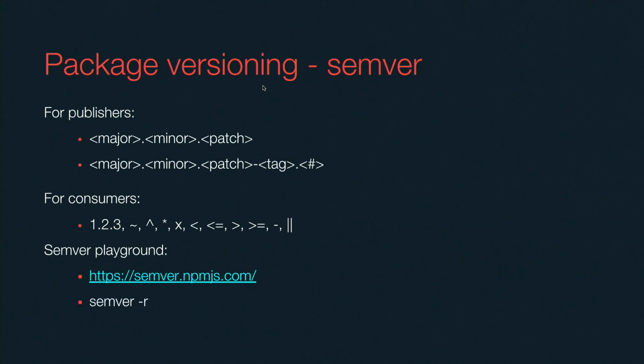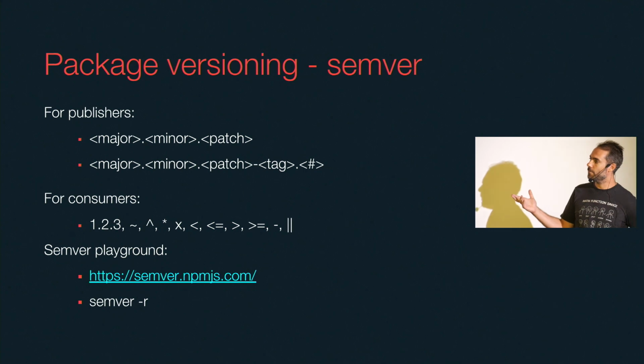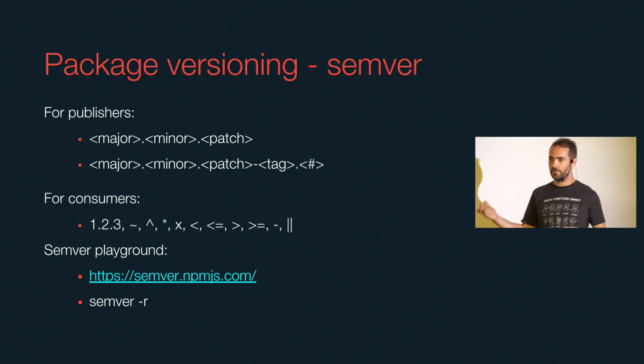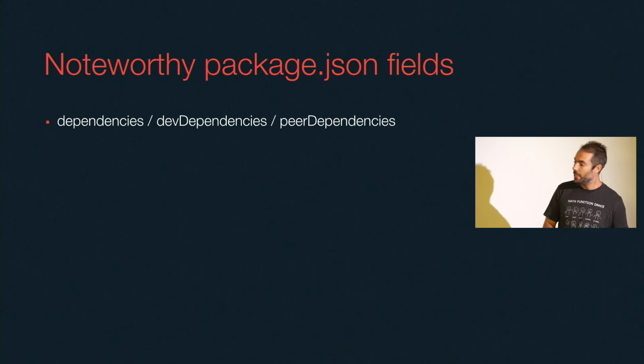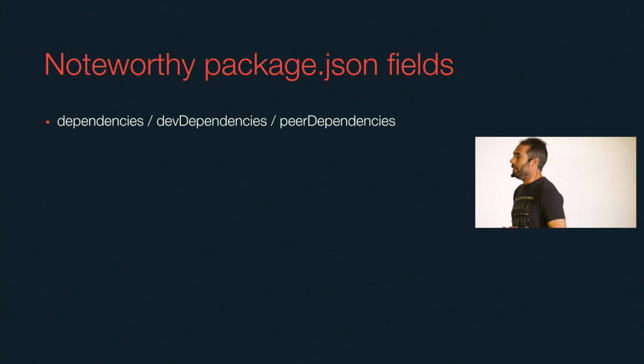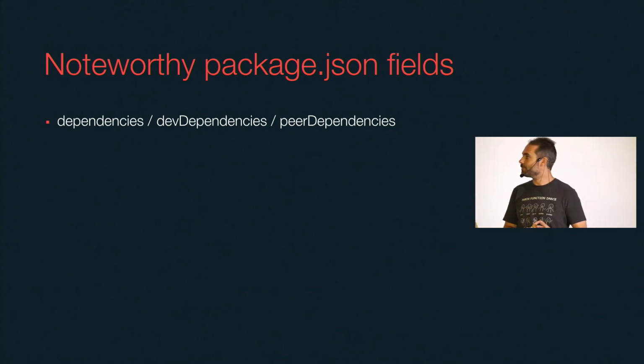There's also another tool, semver. It's a command line tool, and it's also useful. You can check on custom versions, which is nice. I'll not show it here. And now let's go over interesting package.json fields. Let's start with dependencies. There are actually 5 types of dependencies. I'll talk only about 3. Dependencies, dev dependencies, and peer dependencies.